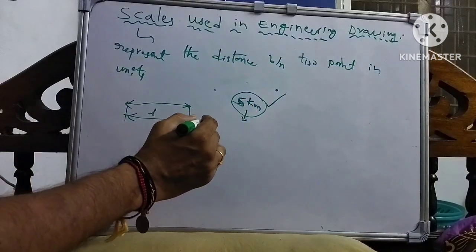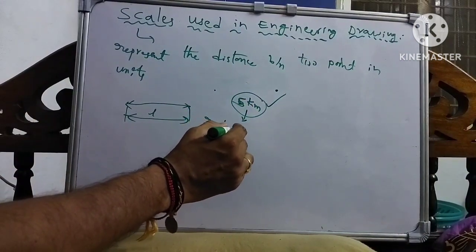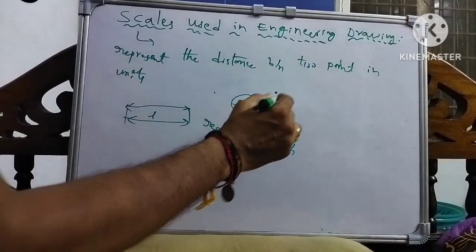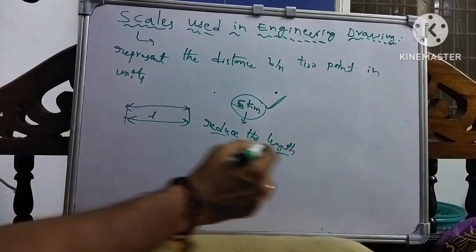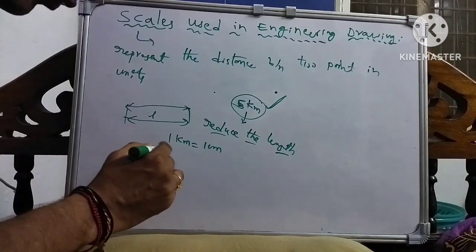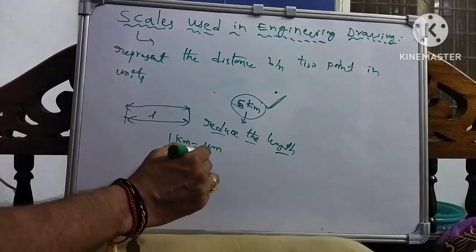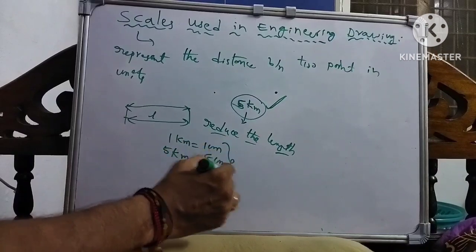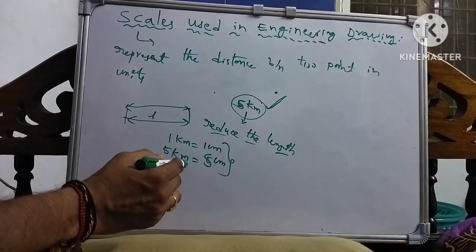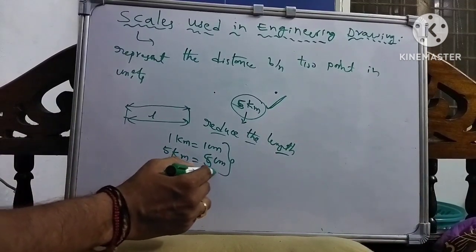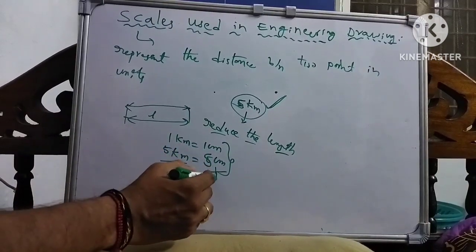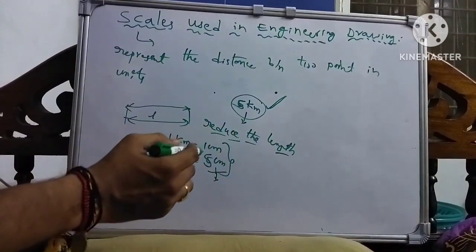In that case, we have to reduce the scale. To represent this long distance on the drawing sheet, we reduce the scale, that is 1 kilometer is equal to 1 centimeter. In that case, 5 kilometers is equal to 5 centimeters. So we are representing 5 kilometers of length as 5 centimeters on the drawing sheet. This is the drawing length, and this is the maximum length. In such a case, we are reducing the scale.